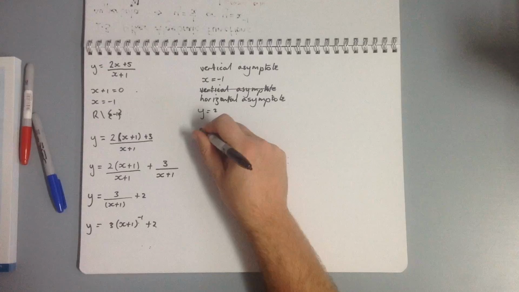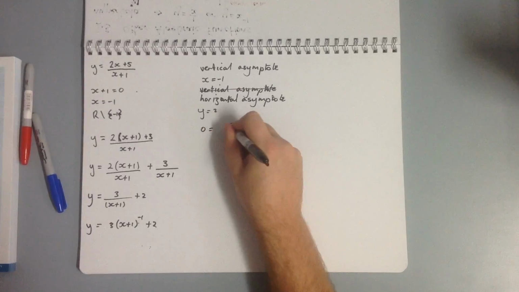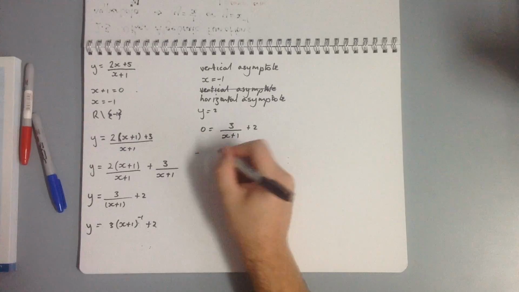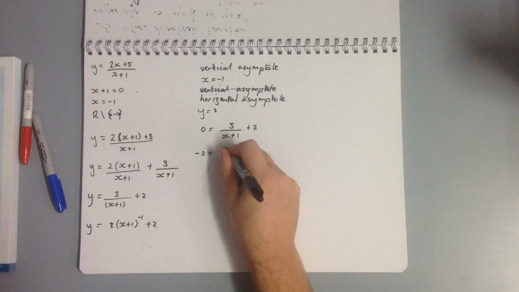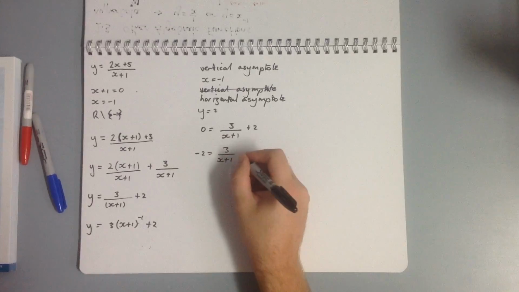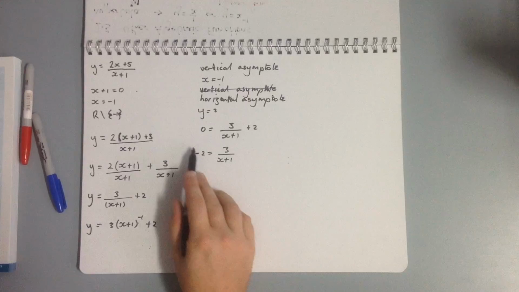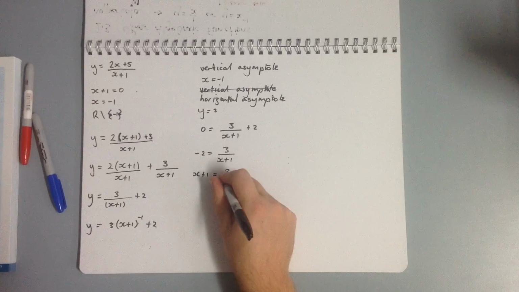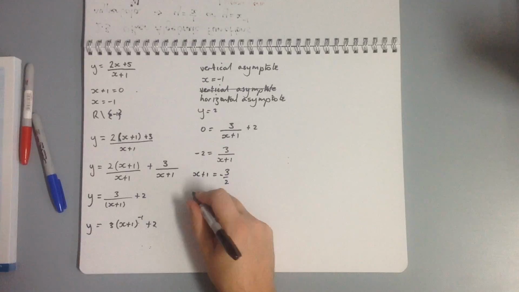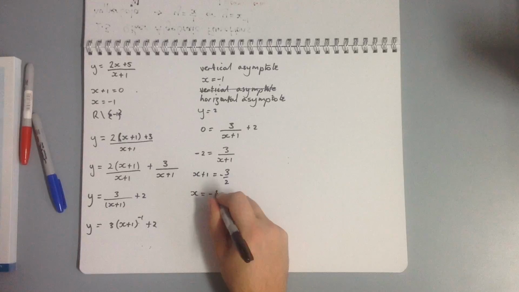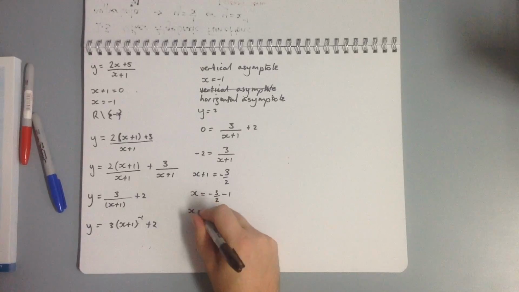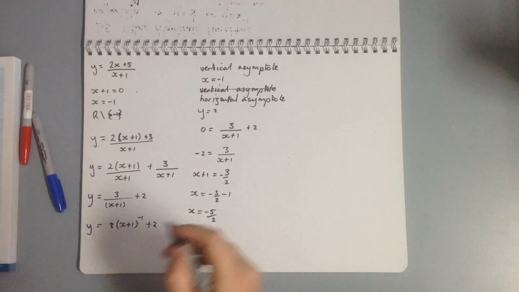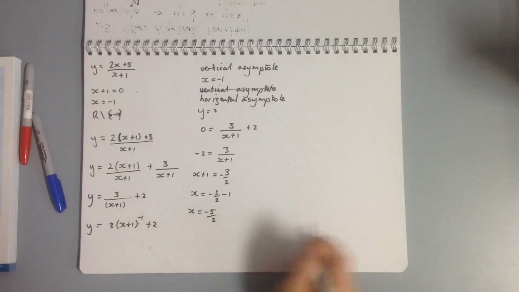Okay, so we say y equals 0. So 0 equals 3 over x plus 1, plus 2. We get negative 2 equals 3 over x plus 1. Okay, we can multiply by x plus 1 and divide by negative 2. So we get x plus 1 equals negative 3 over 2. So x equals negative 3 over 2, take 1, x equals negative 5 on 2. So we get our x-intercept at negative 5 on 2.